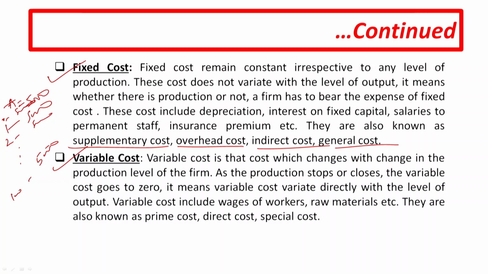Variable cost. Variable cost itself means a cost which can vary. The variable costs are directly proportional to the level of production. Higher the production, higher will be the variable cost. Lower the production, lower will be the variable cost. No production, no variable cost. That means this variable cost is directly proportional to the level of production. If you are increasing the production, variable cost increases. If you are reducing the production, variable cost reduces. If there is no production, no variable cost. This cost is also known as prime cost, direct cost or special cost.